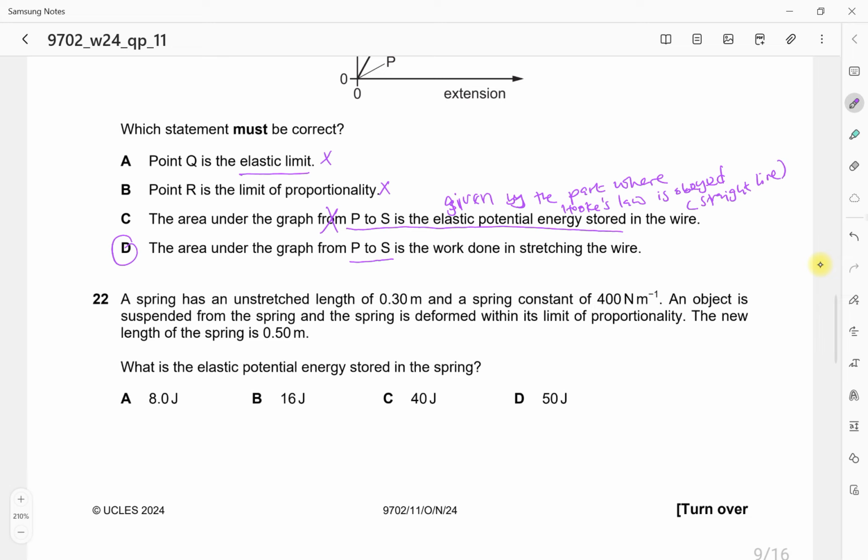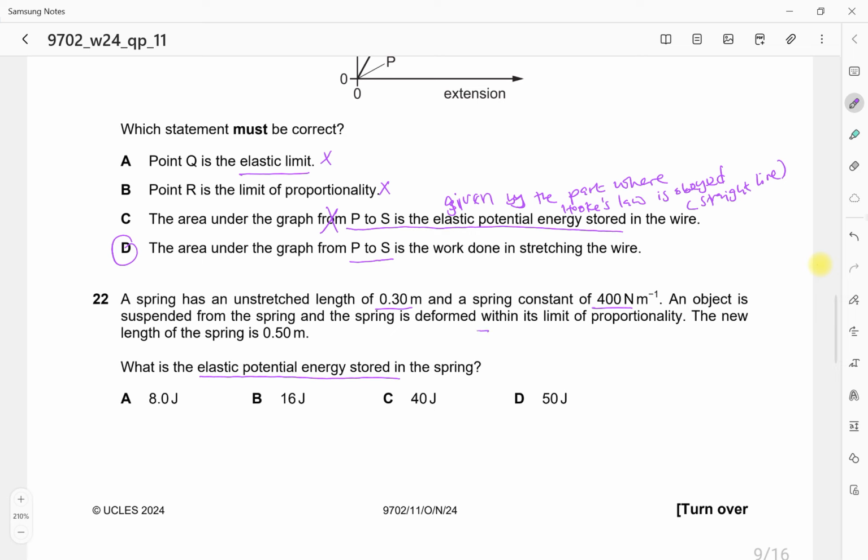A spring has an unstretched length of 0.30 meters and a spring constant of 400 newtons per meter. An object is suspended from the spring and the spring is deformed within its limit of proportionality. The new length of the spring is 0.5 meters. What is the elastic potential energy in the spring?